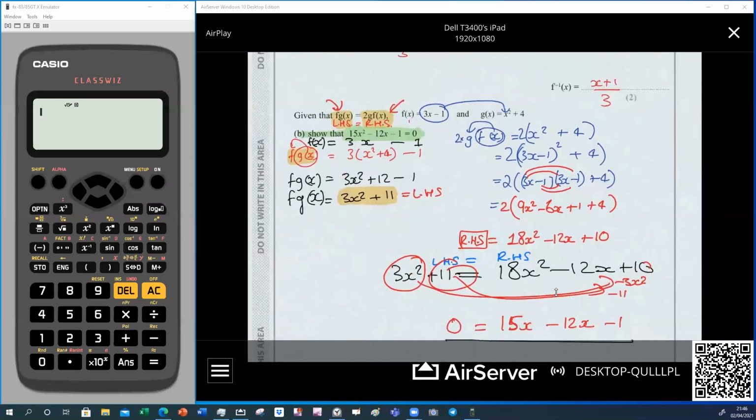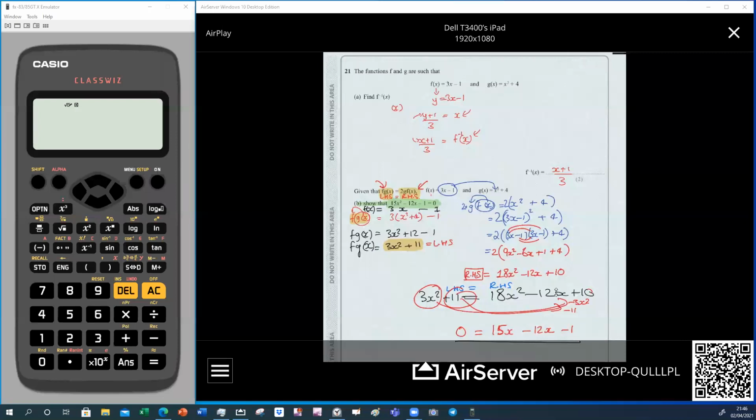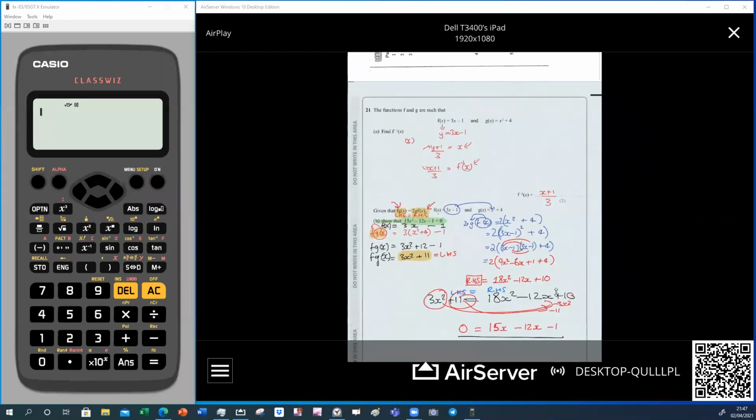Fantastic. Okay, lovely. So they had literally everything that we've done so far today and last lesson come all together in these 2 questions. We've got some inverse bits, some fg of x, some gf of x, some doubling of the function, manipulation of the function, and then a function equalling another function, and that gave us that. That's fantastic. Okay, I think we should end the video here.